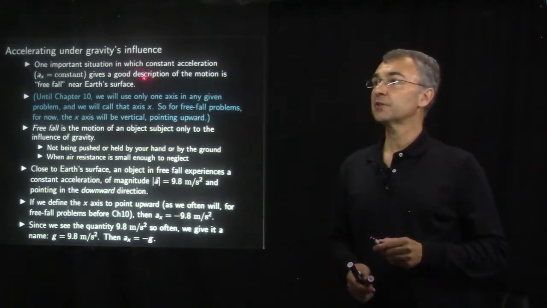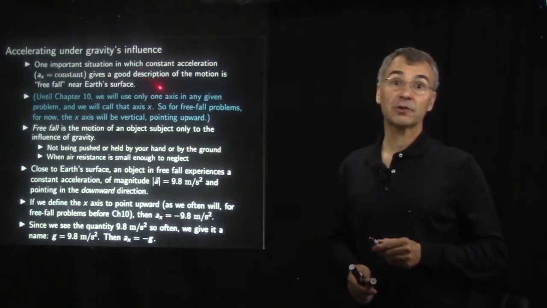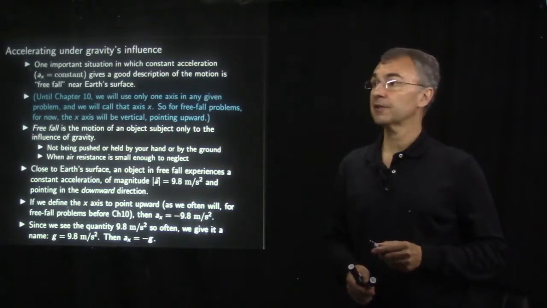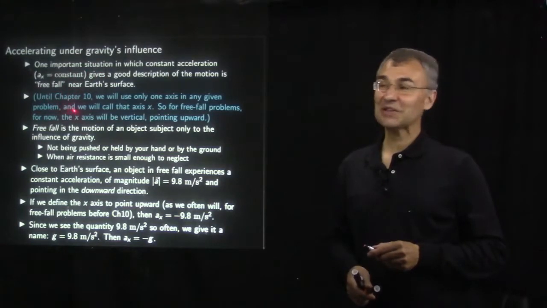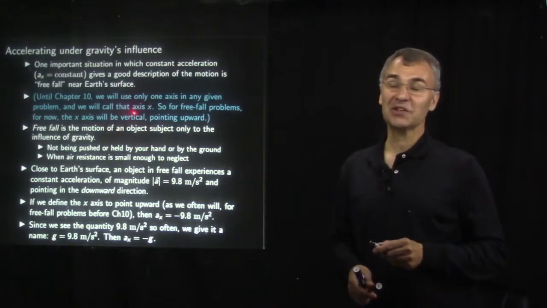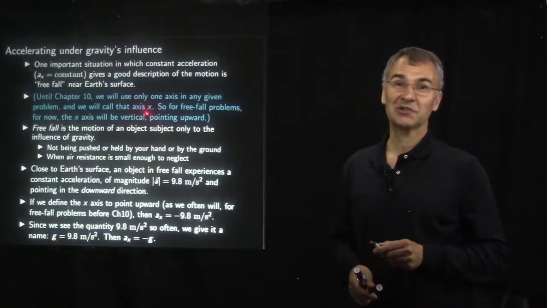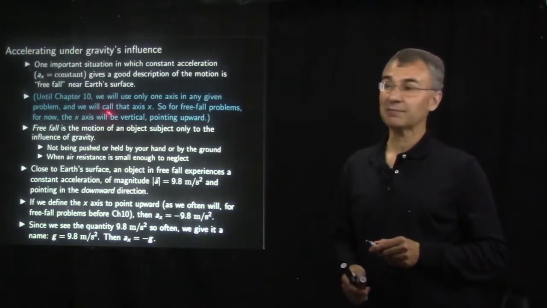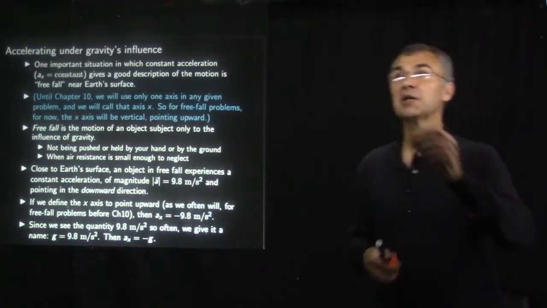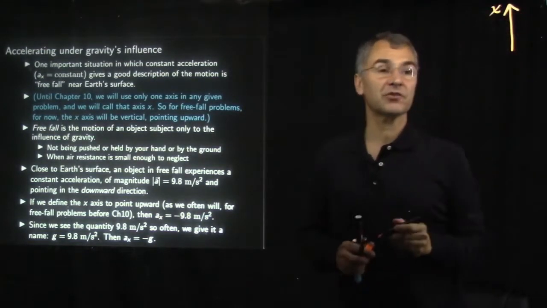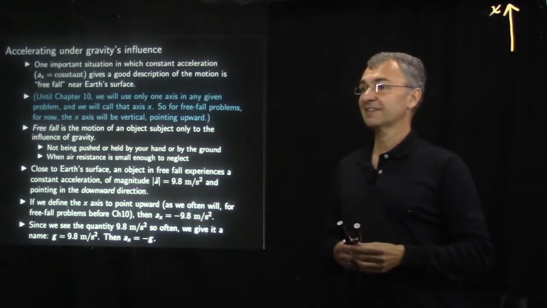Whoa. So one important situation where constant acceleration gives a good description of the motion is so-called free fall near Earth's surface. And remember, I'm going to say it one more time, that up through Chapter 9, we're only going to use one axis in any given problem, and we will always call that axis x, no matter what you learned in your previous physics course. So for free fall problems for now, up through Chapter 9, the x-axis will be vertical, pointing upward.